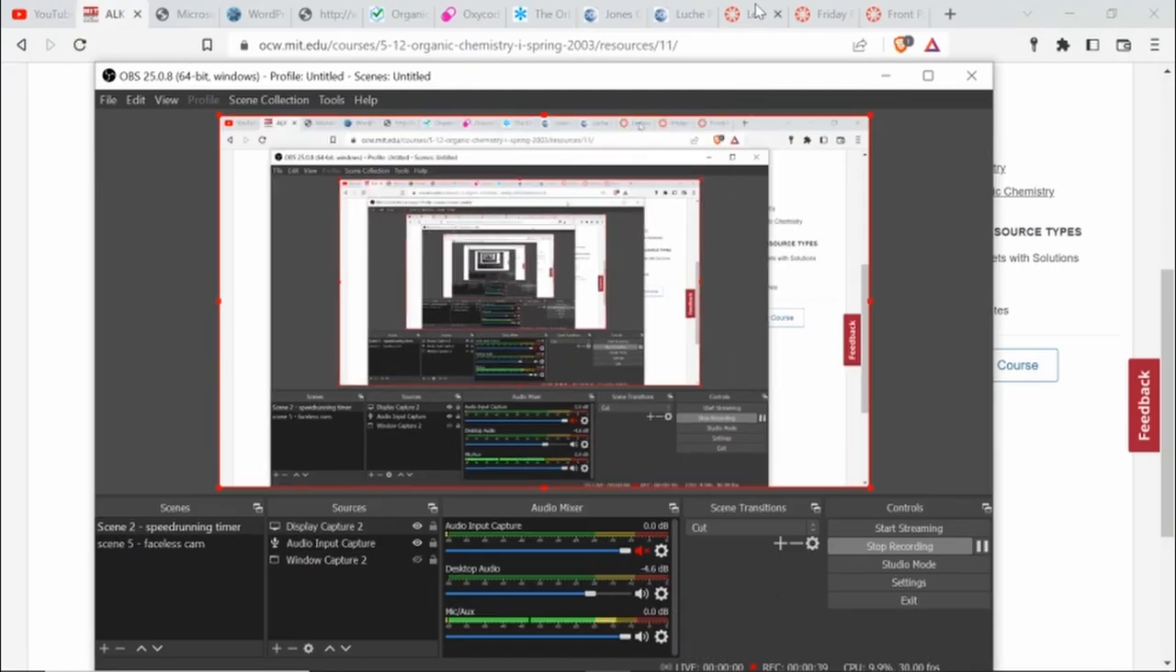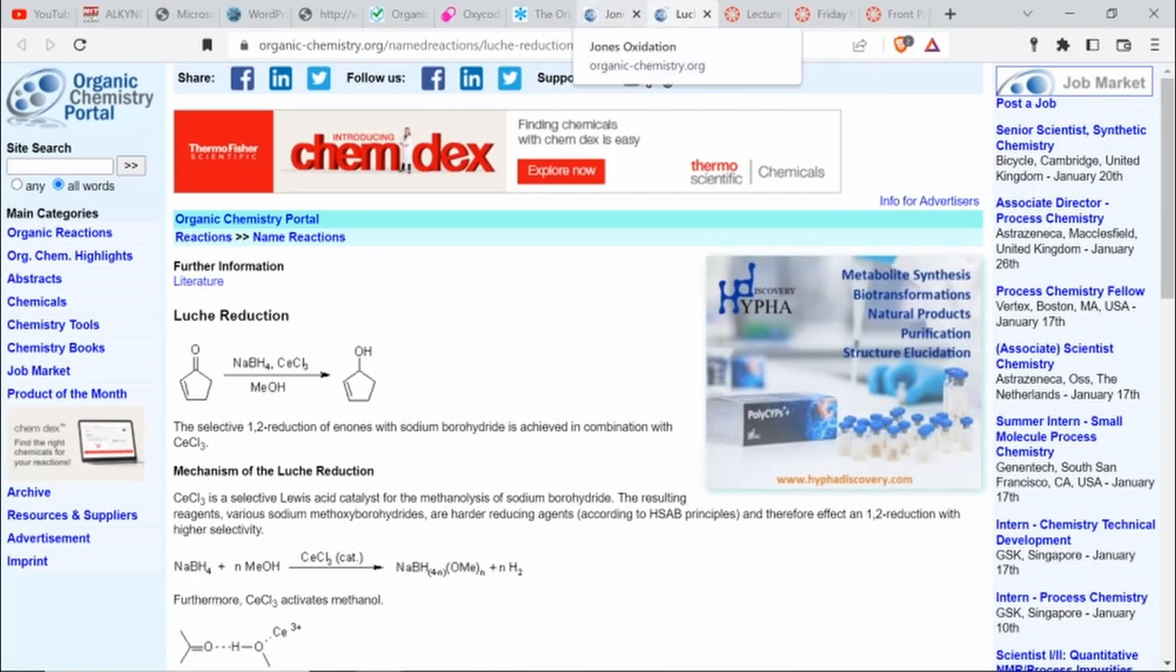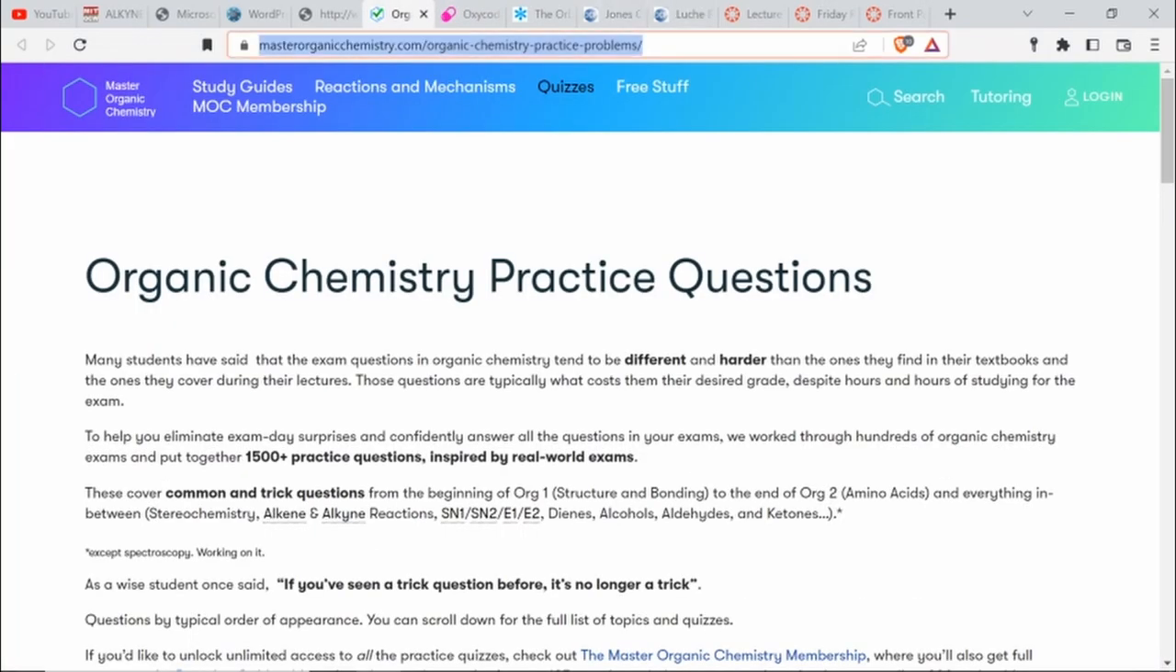The Harvard link looks like this, just Canvas, harvard.eu. And I recommend these additional resources just in case you don't understand something. You should be familiar with this one. It gives free stuff from time to time, but it sucks.